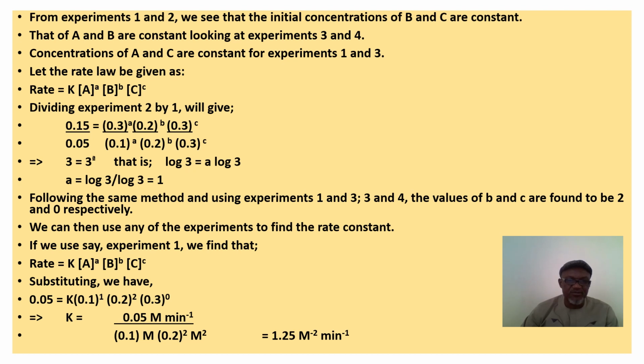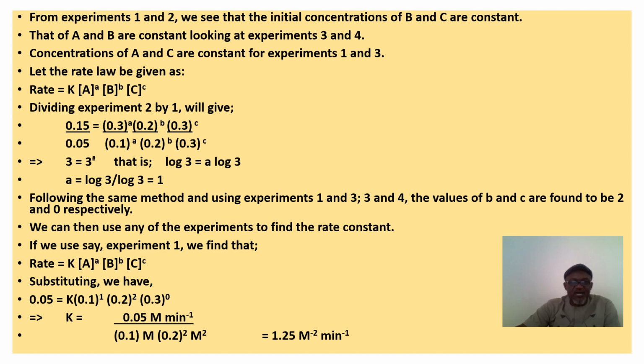0.3 for A, 0.2 for B, and 0.3 for C, divided by 0.05 and the rest. So 0.15 divided by 0.05 will give us 3. And if you look at this, 0.2 over 0.2 is the same, 0.3 over 0.3 is the same. So this will cancel out. We'll be left with 0.3 to power a divided by 0.1 to power a, which is also 3 to power a. So when we solve that using our laws of indices, log 3 is equal to a log 3. So log 3 equals a log 3, a will be log 3 over log 3, which is equal to 1.